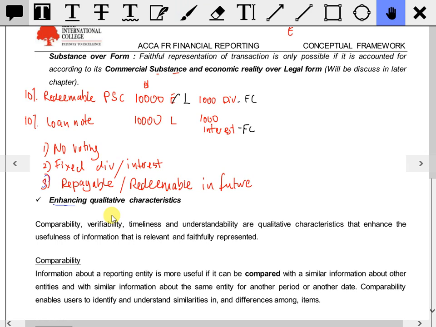Understand? Must. No matter what you call it, the substance is a loan taken, it must be treated as a liability. Hence, the dividend will be treated as finance cost.